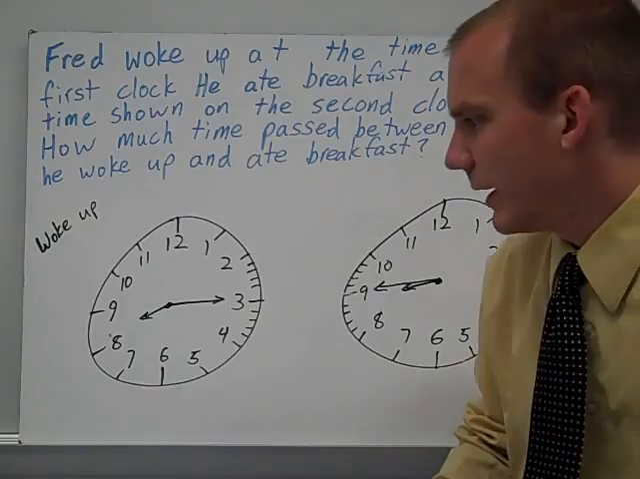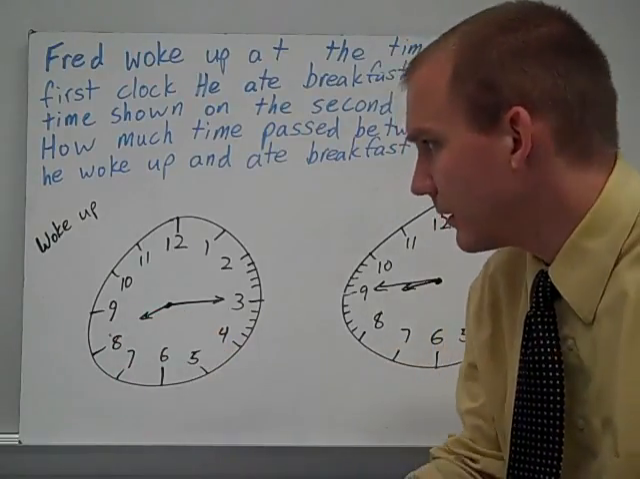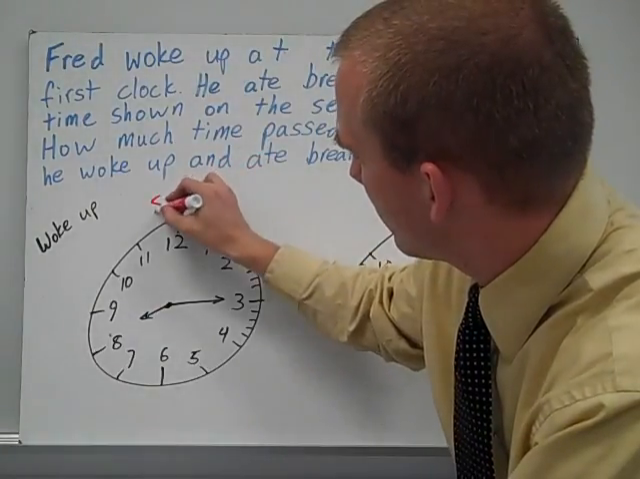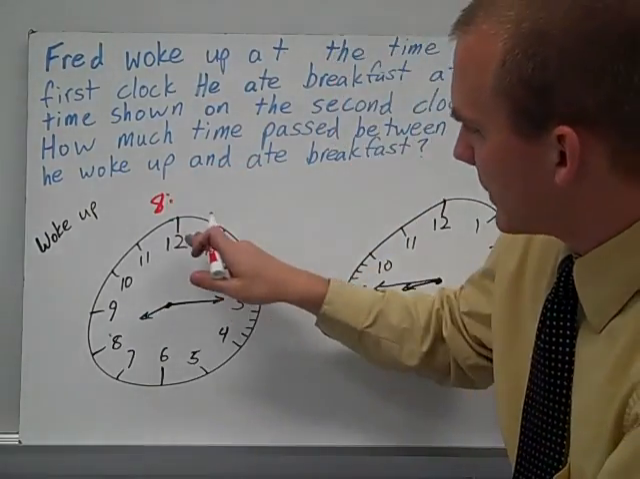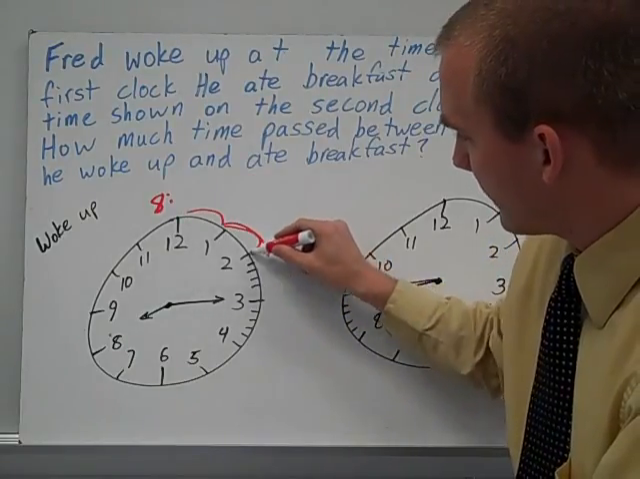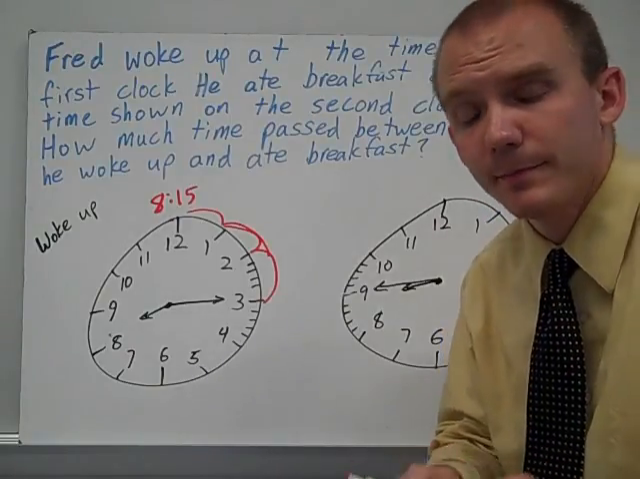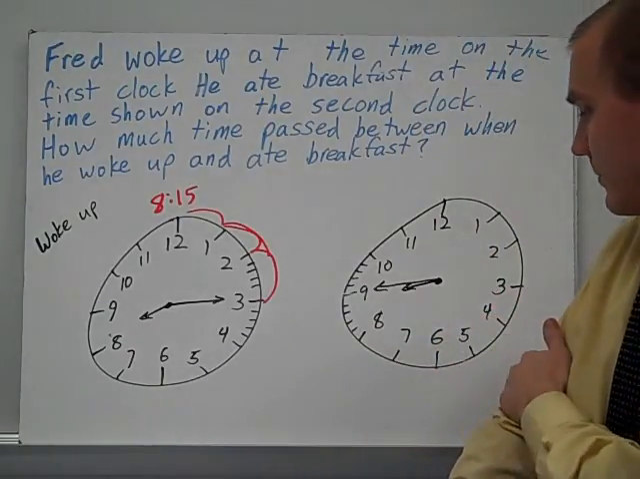You look at when he woke up, and you see the hour hand is past the 8 and before the 9, so it's 8 o'clock. And the minute hand is pointing right at the 3, so it's 5, 10, 15. It's 8:15 when he woke up. And then he ate breakfast.